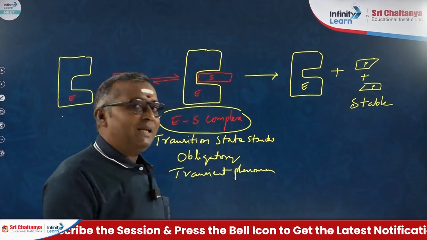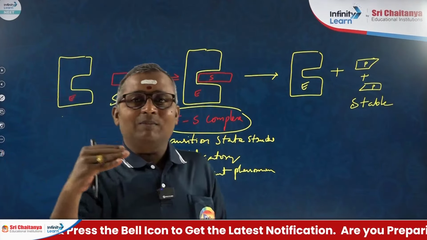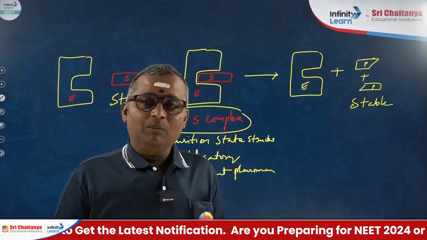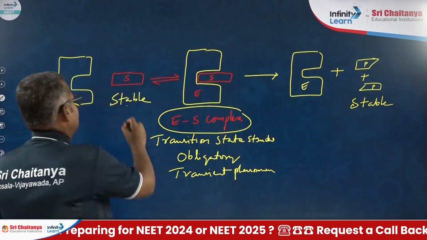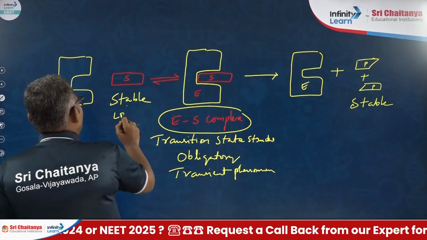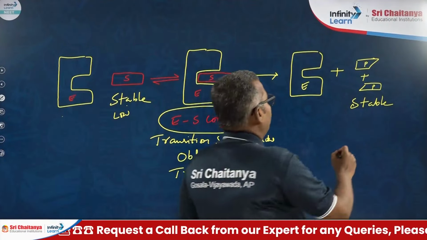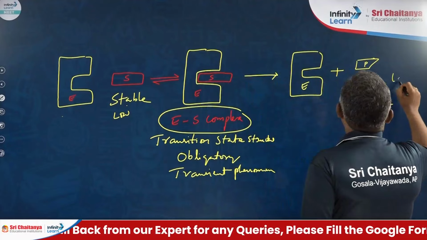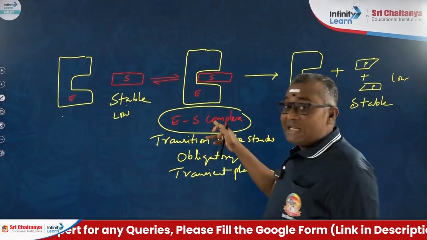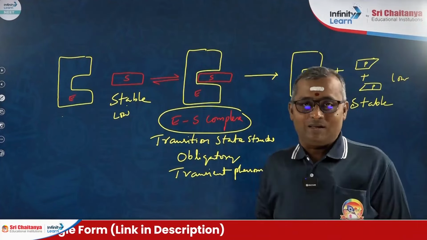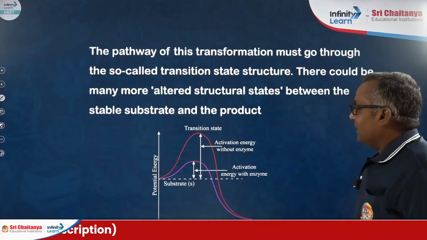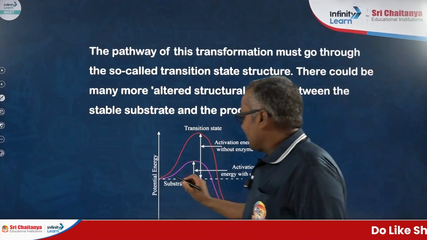A compound with higher energy will have less stability, and a compound with less energy will have more stability. Now, the substrate with low energy and product is also with low energy, whereas ES complex is in a higher energy state. Now, let us discuss the same thing with the help of a graph. Now, this is substrate.